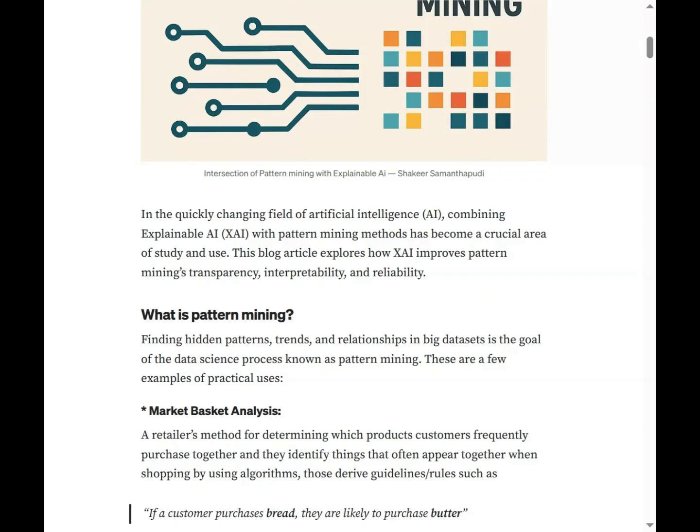Pattern mining helps us uncover hidden patterns in large datasets. But without explainability, even the best pattern might be ignored due to the lack of trust. So this is where explainable AI, or XAI, comes into the picture. XAI offers interpretable insights into complex models. So this blog will be exploring their intersection.